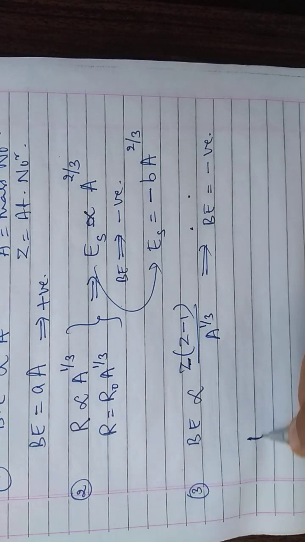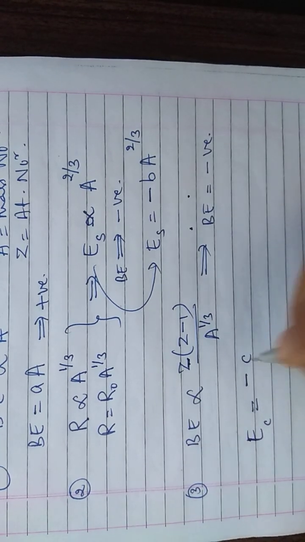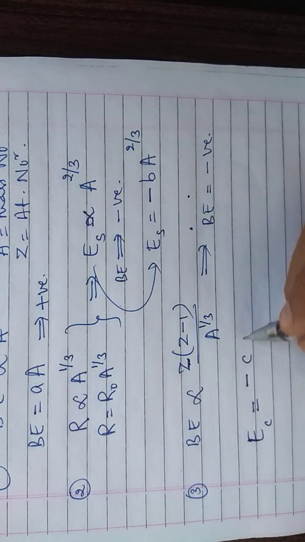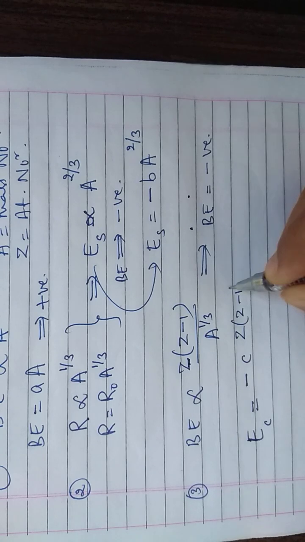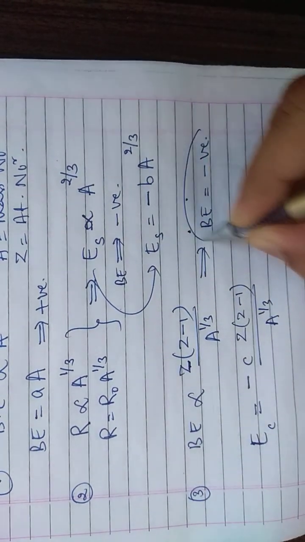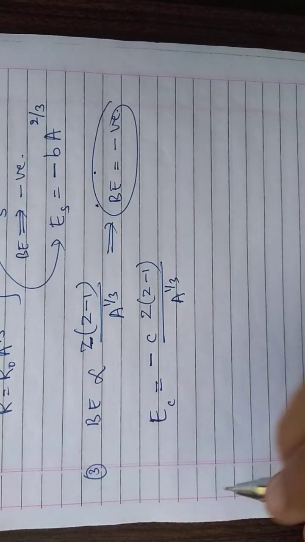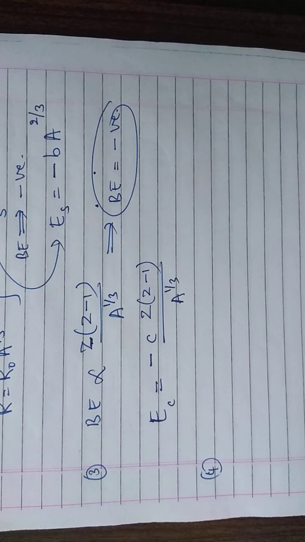Therefore, I can write the binding energy, maybe with suffix C, that is the Coulomb term, equal to minus C, a constant of proportionality, Z into Z minus 1 divided by A to the power 1 by 3. Don't forget, due to that, the binding energy goes on decreasing. Fourth point, number 4.